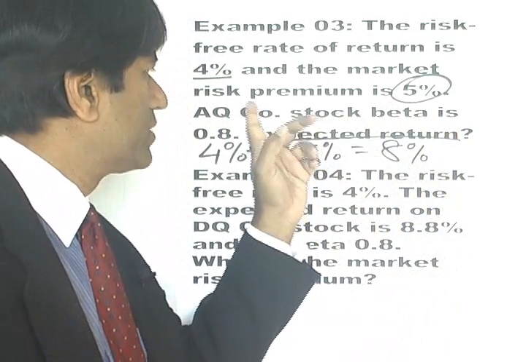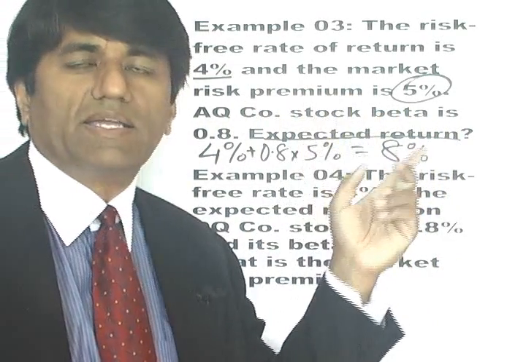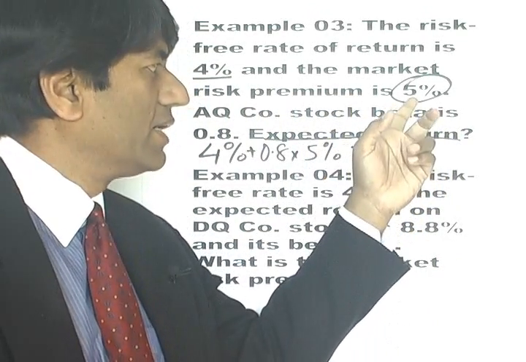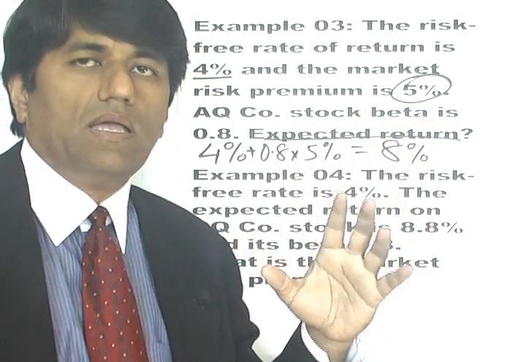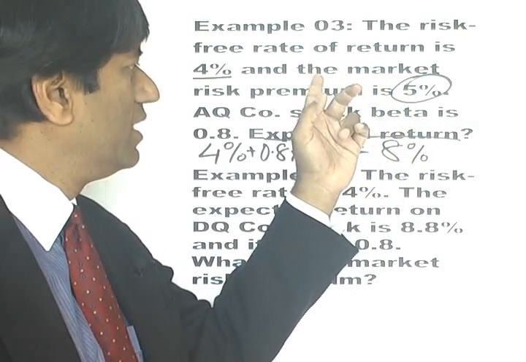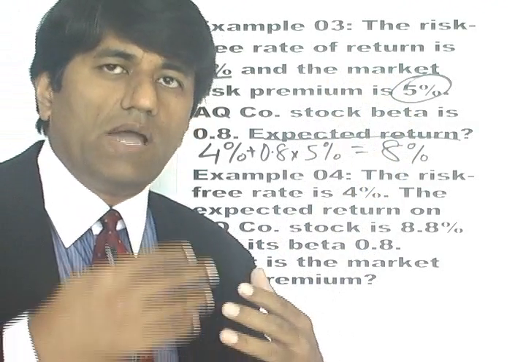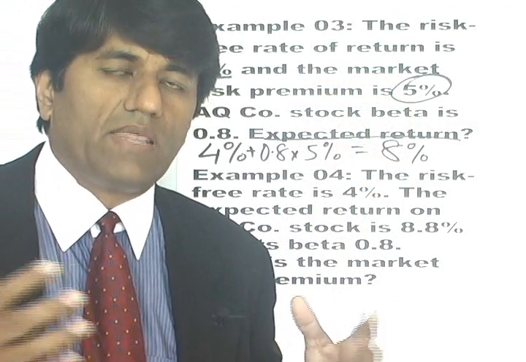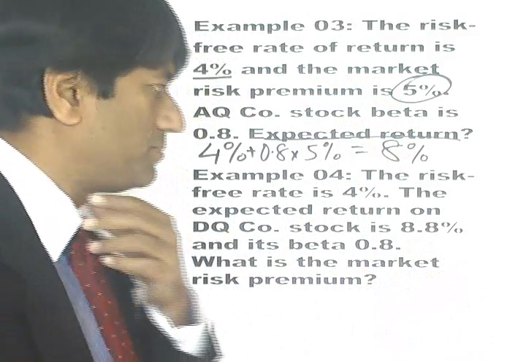So be careful whether you are given the market risk premium or the market expected return. The market risk premium is what you multiply beta by. If you're given the market expected return, you have to subtract the risk-free rate from it to get the market risk premium.